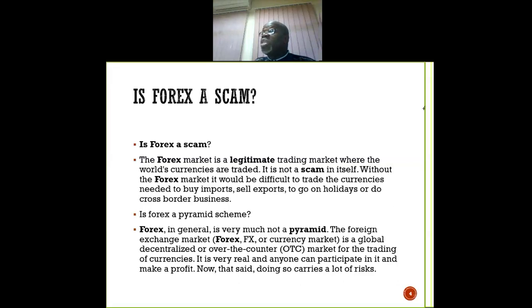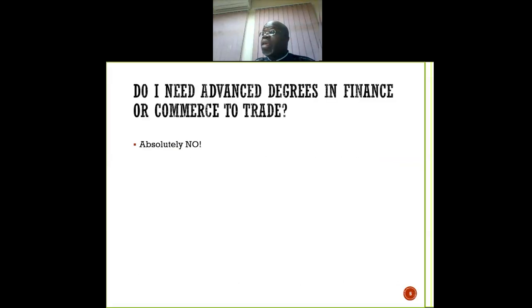Sorry I spent too much time on that because I had people really keen on that. Our next slide is: do I need an advanced degree in finance or commerce to trade? Absolutely not. Forex is just about understanding how the markets are moving and what you should do. If we had more time, I would share the detail, but in brief, this is how you trade Forex.